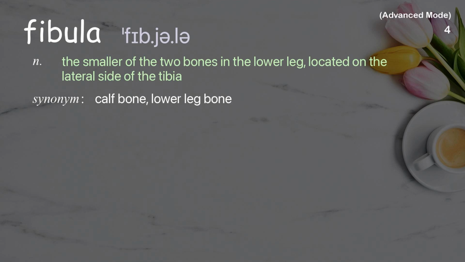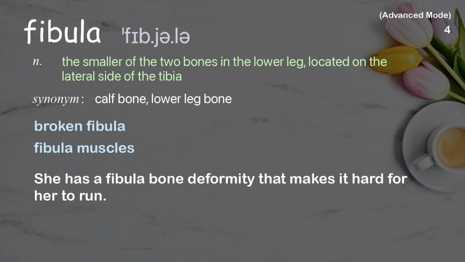Fibula. The smaller of the two bones in the lower leg, located on the lateral side of the tibia. Examples. Broken fibula. Fibula muscles. She has a fibula bone deformity that makes it hard for her to run.